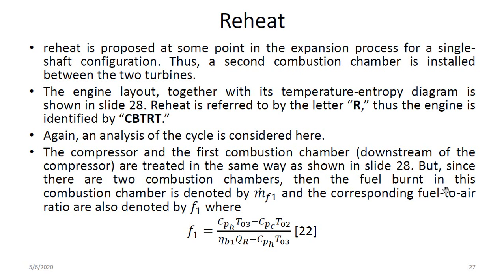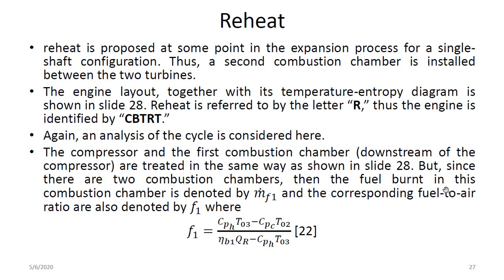So CBTRT means that you have this gas turbine with one compressor and two turbines. So you install another combustion chamber. You've got the first combustion chamber, which is the main combustion chamber, and a turbine. Then in between the first turbine and the second turbine, you have a reheat, which is essentially a secondary combustion chamber.